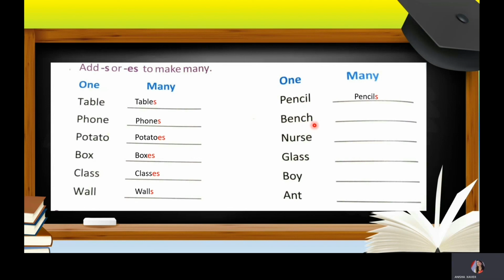Now next we move on to the next word, bench. The word ends with ch. I hope you remember that rule. What will be the plural form of this? Benches. Very good. Next we have nurse. The plural form would be nurses. Very good, girls. Then we have glass. Glasses. Excellent. Then we have boy. The plural form would be boys. And ants. Now I hope, girls, this topic is clear to you.